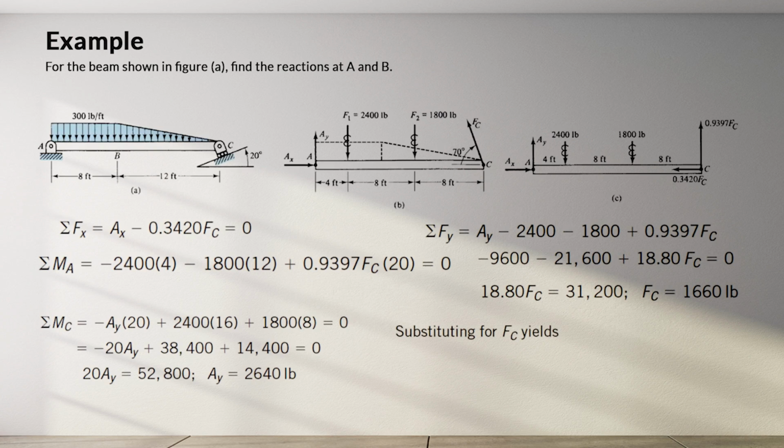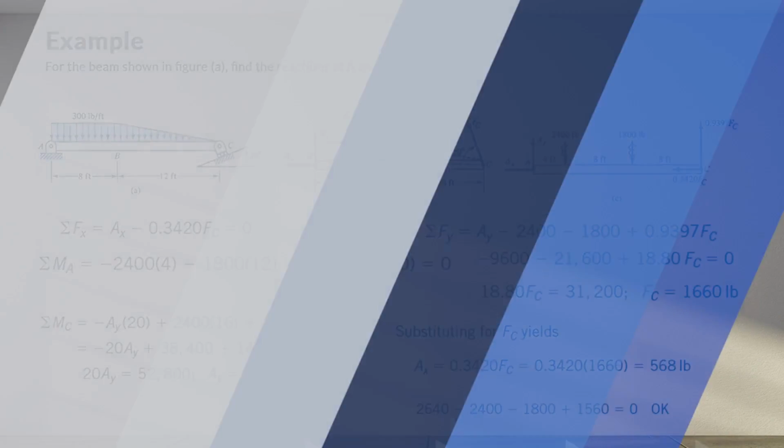Then, if we go back and substitute the value of Fc into the summation of x forces, we get the value for Ax of 568 pounds. If we want to check that, we can put all of the numbers in the summation of y forces equal to 0 and confirm if the answer is correct or not.